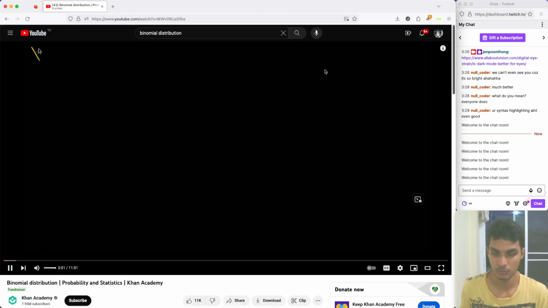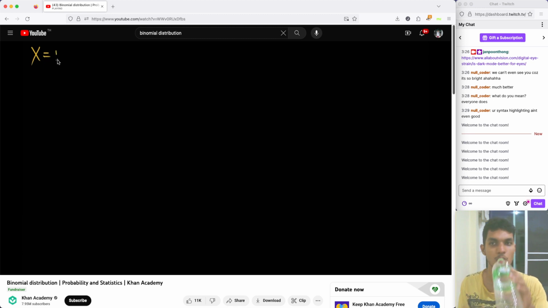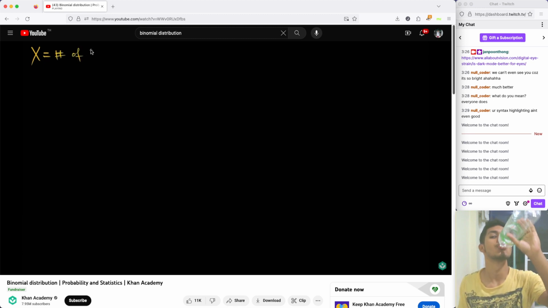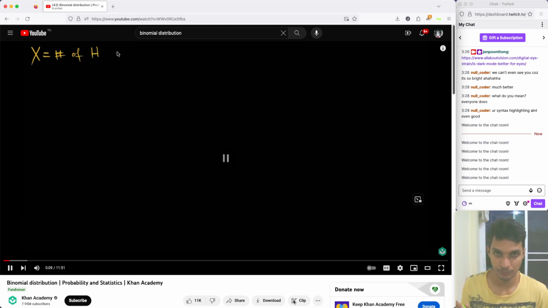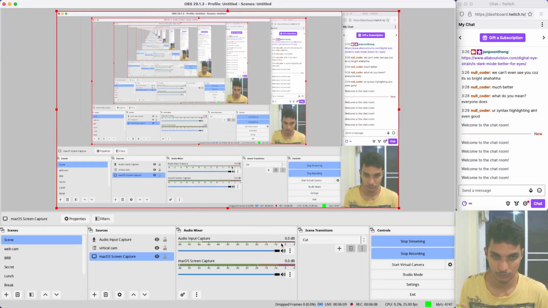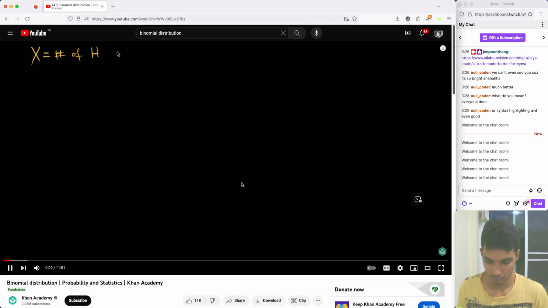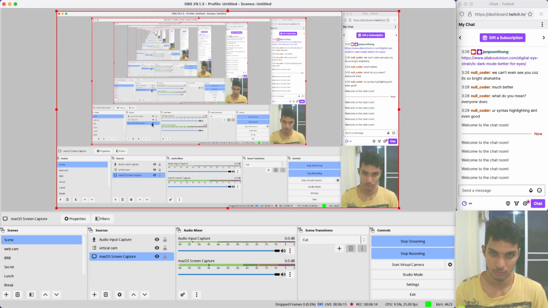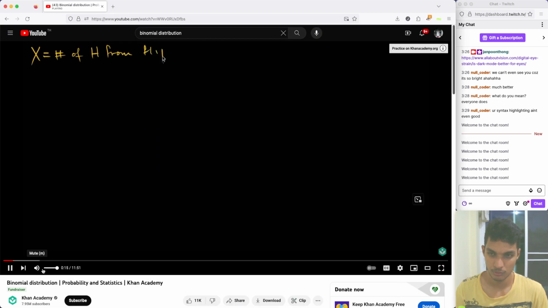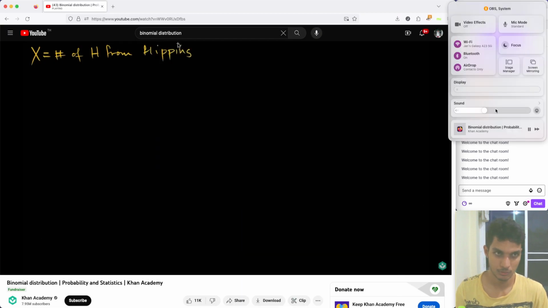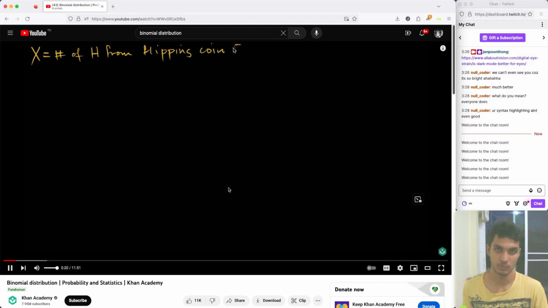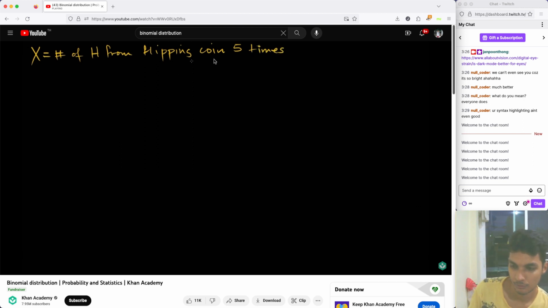So let's define a random variable x as being equal to the number of heads. I'll just write capital H for short. The number of heads from flipping a fair coin. We're going to assume it's a fair coin. From flipping a coin 5 times. And so like all random variables, this is taking particular outcomes and converting them into numbers. And this random variable could take on the value x equals 0, 1, 2, 3, 4, or 5.